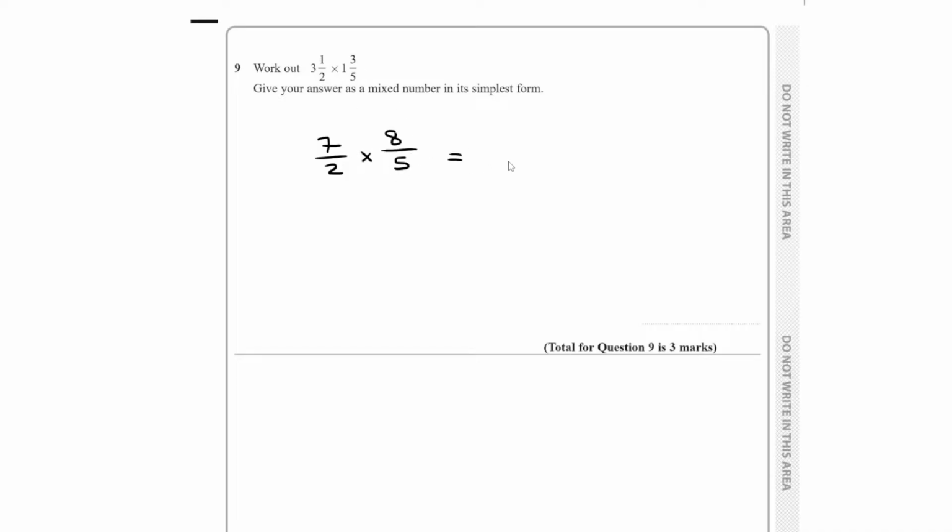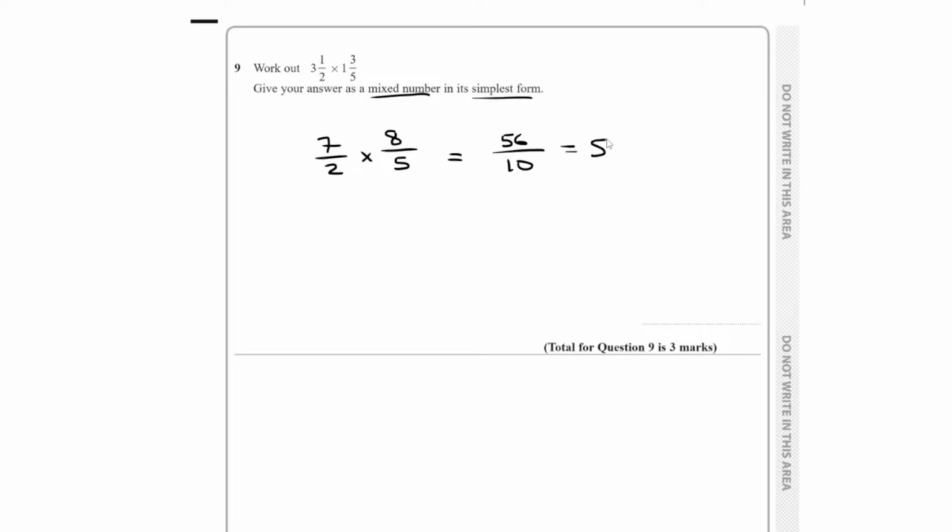Now we're just multiplying, so I can multiply straight across. 56 over 10. Now they have said 2 things. 1, give your answer as a mixed number. 2, as its simplest form. You can do it in whichever order you like. I tend to simplify it first. Well, actually, I don't know. It depends. You could simplify it second. It's up to you. I think this one might be easier to just convert it back.